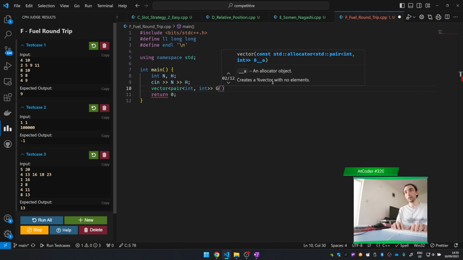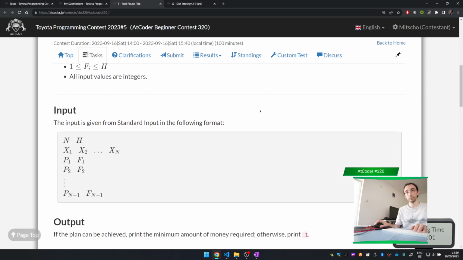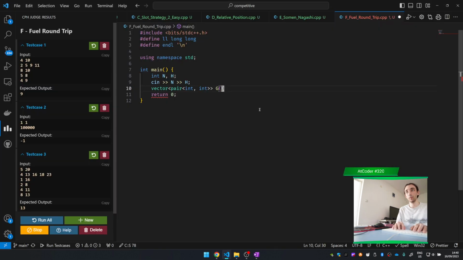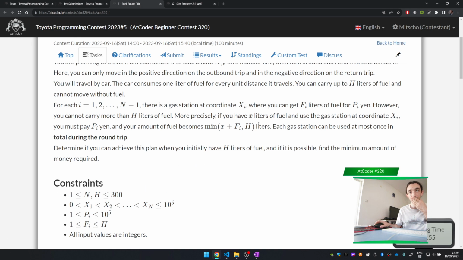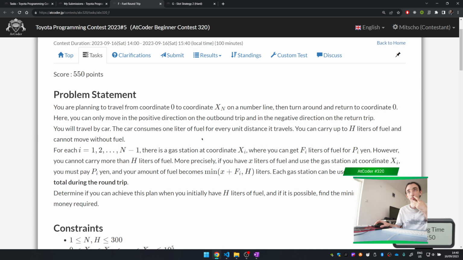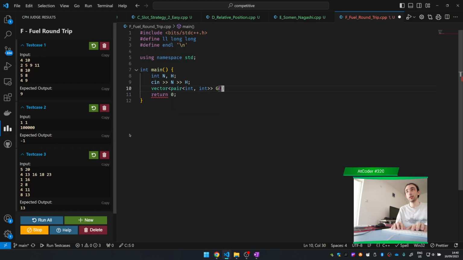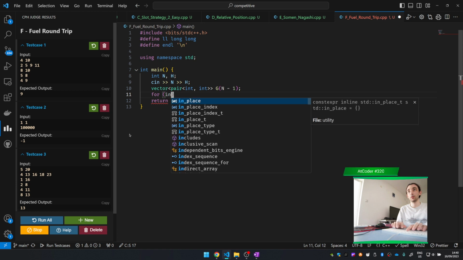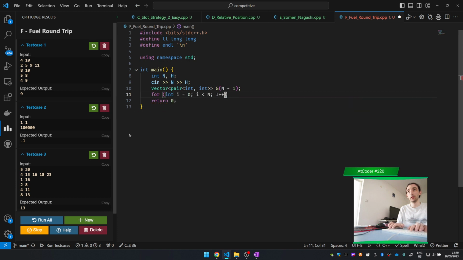So these are the gas stations. How many gas stations are there though? There are n-1 gas stations, but there are n points where these gas stations are.